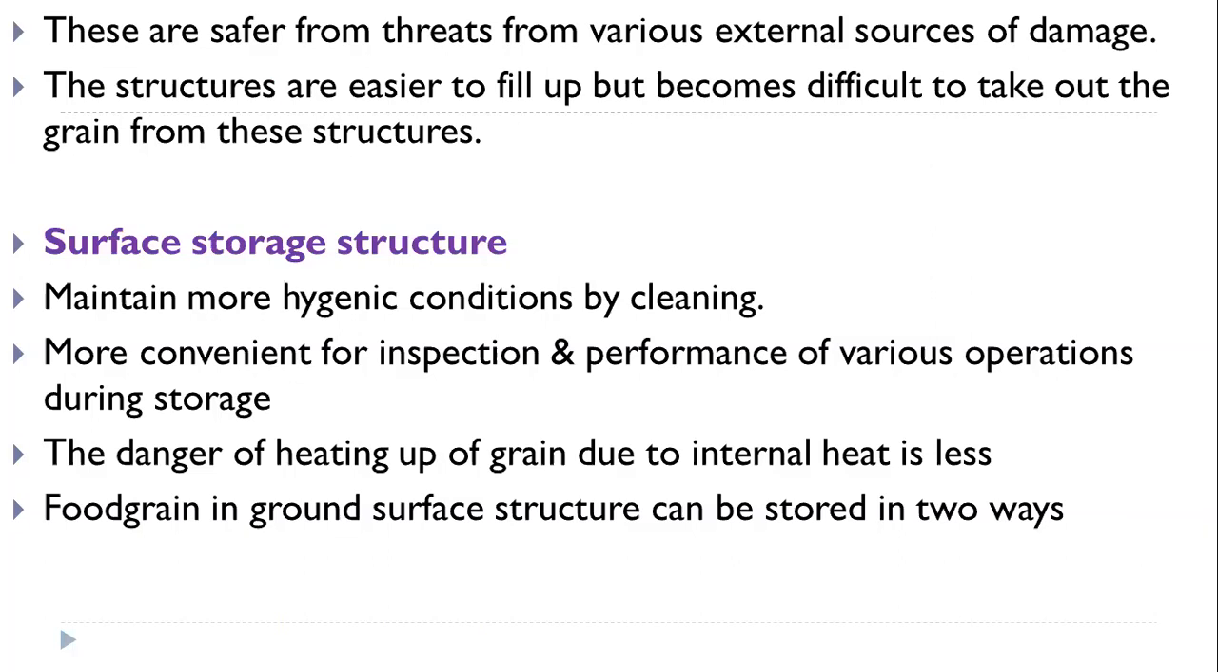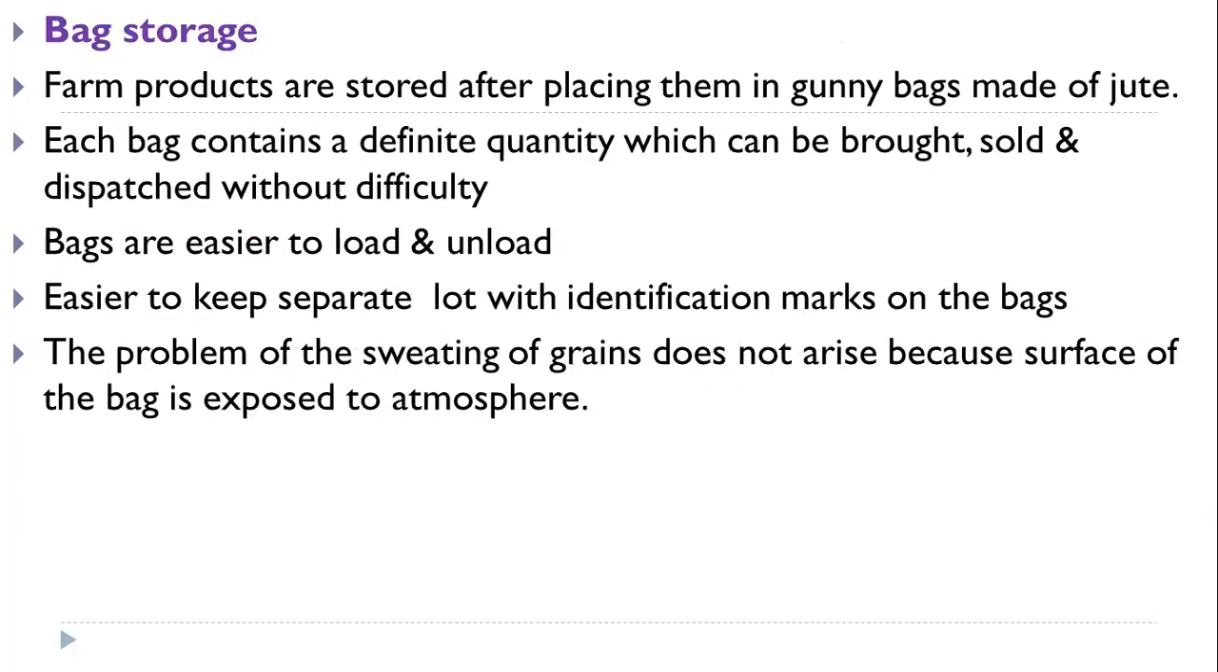Food grain in ground storage structure can be stored in two ways. So here will be one way of storing the food grains. Bag storage: farm products are stored after placing them in gunny bags made of jute. Each bag contains a definite quantity which can be bought, sold and dispatched without difficulty.